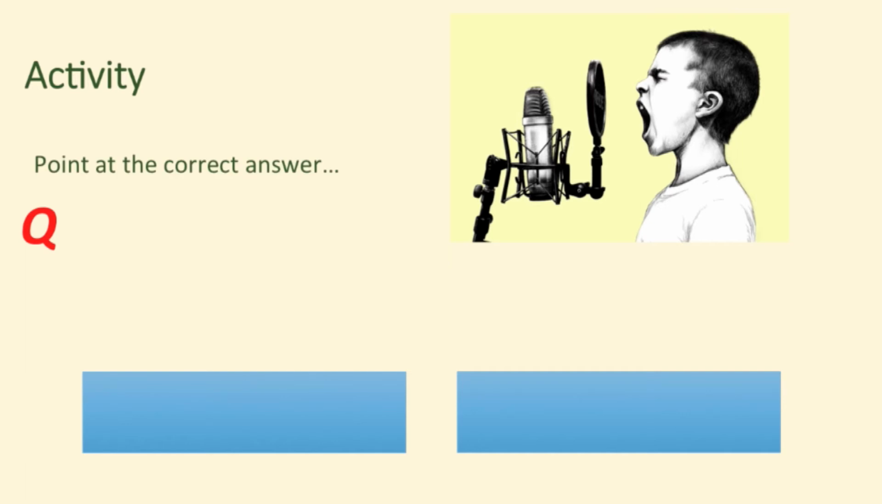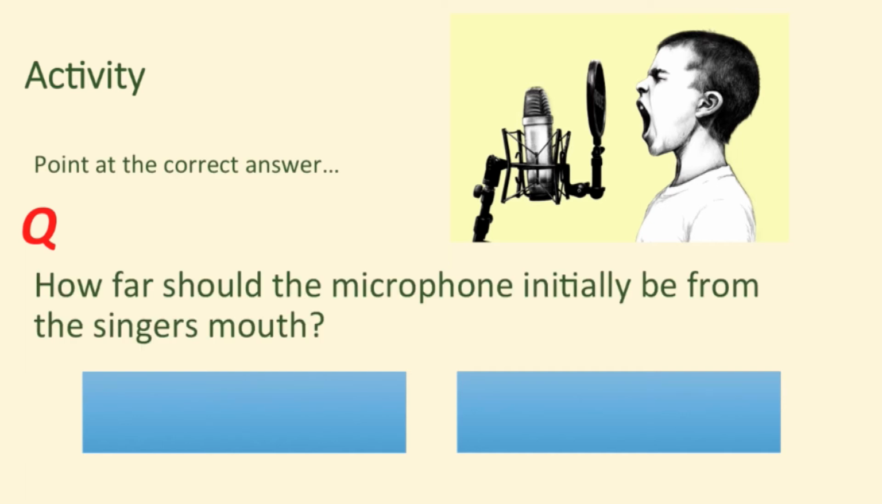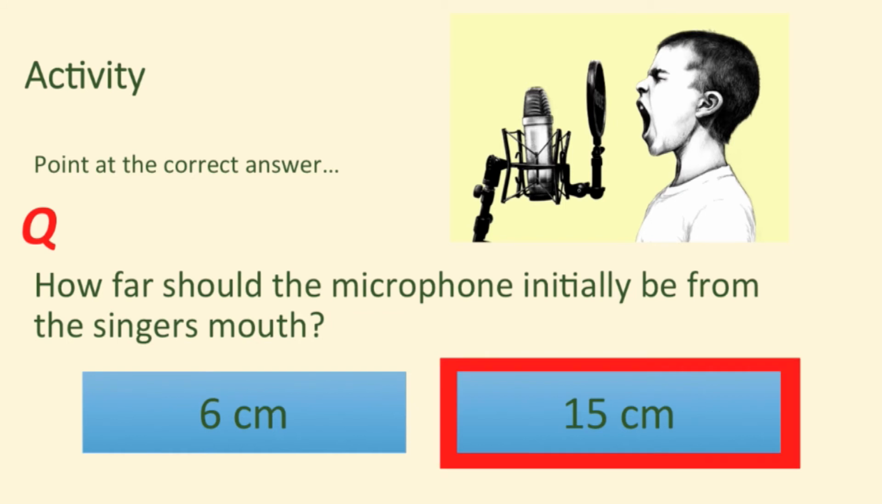Okay, point at the correct answer. How far should the microphone initially be from the singer's mouth? 6 centimetres or 15 centimetres? Point at the correct answer now. The microphone should be 15 centimetres away.